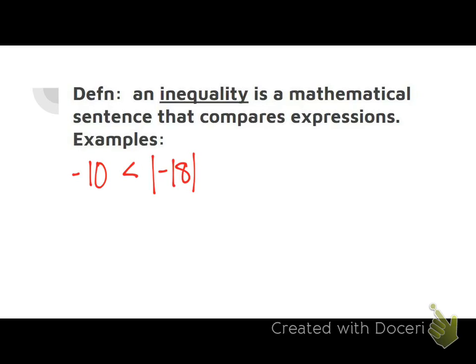They could involve variables. So we could have x plus 5 is greater than 16. That's an inequality. The variable expression, if there is one, could be on the other side. So we could have that 14 is less than x minus 7. These are all just examples of inequalities.